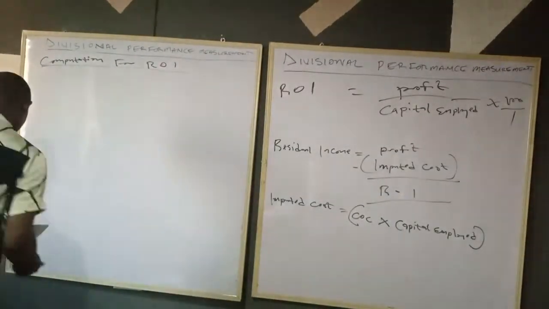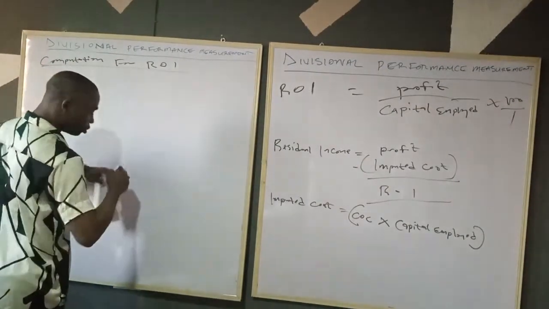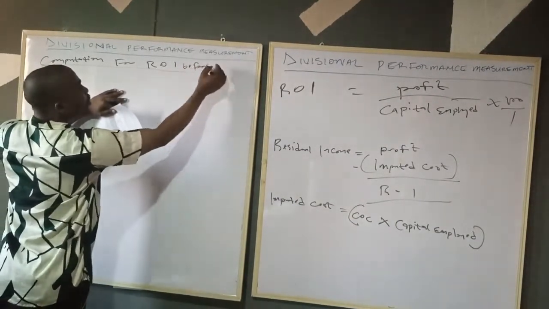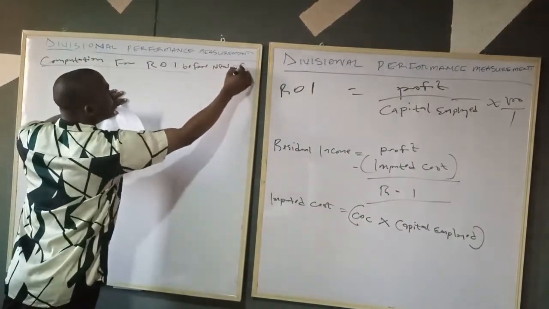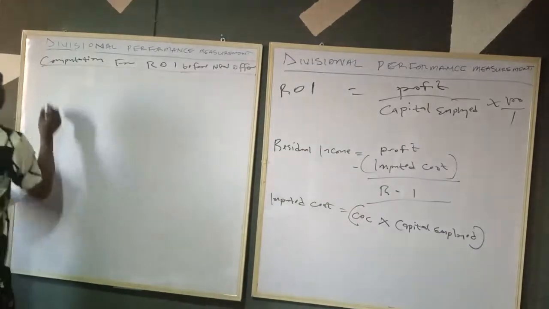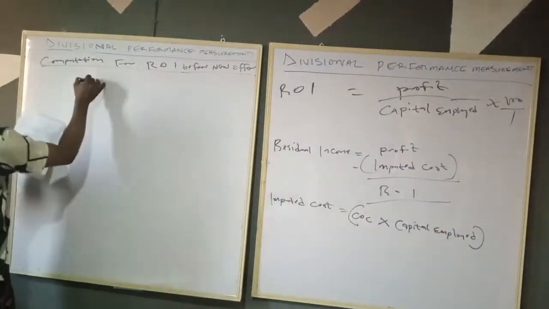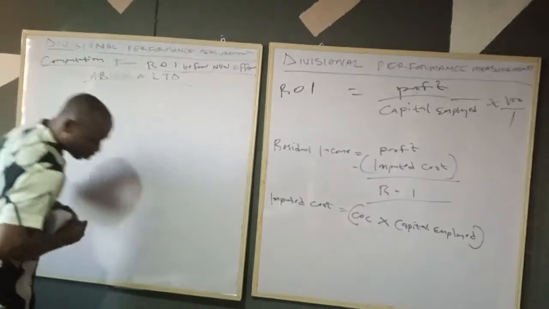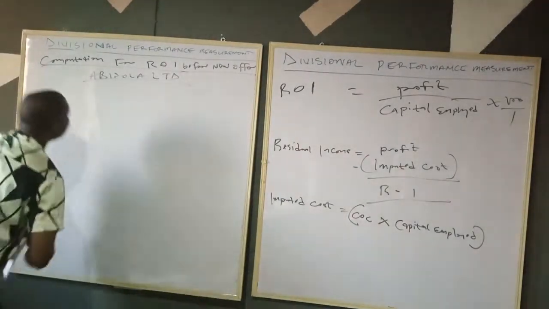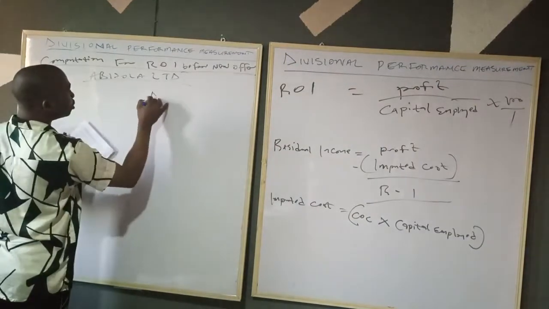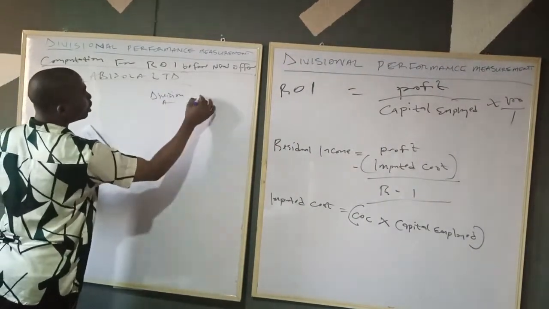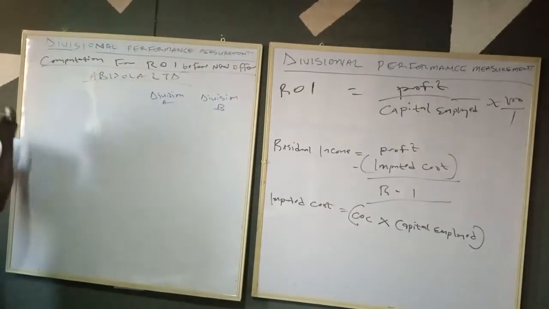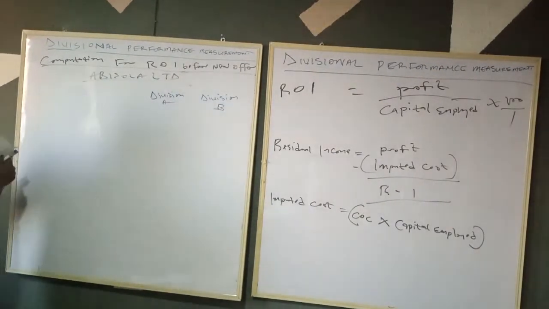So the first thing to do is the computation of return on investment before new offer. So we say we have division A and B, Abisola Limited. You should not forget the name whenever they give us the name of the company. It's part of the marks. Then we say we have division A and division B. Then we are going to compute return on investment before the new offer.